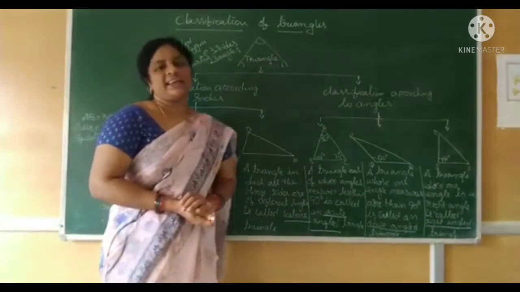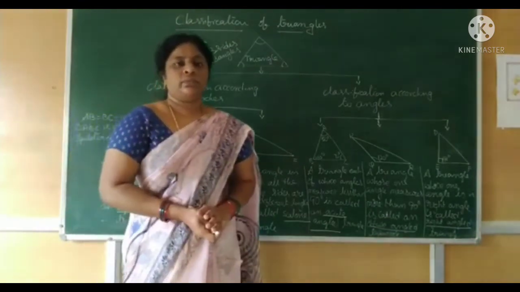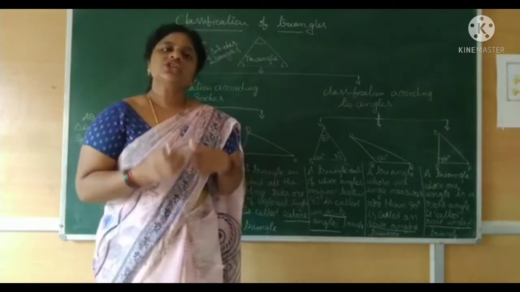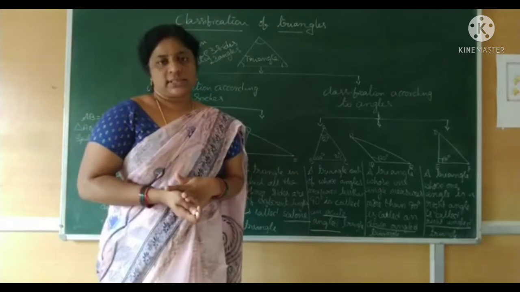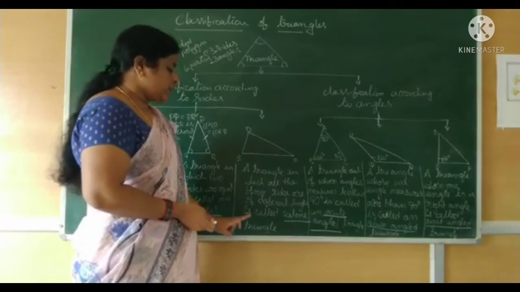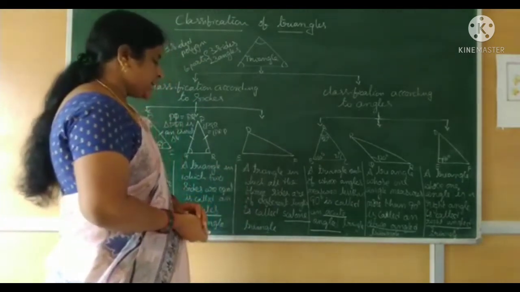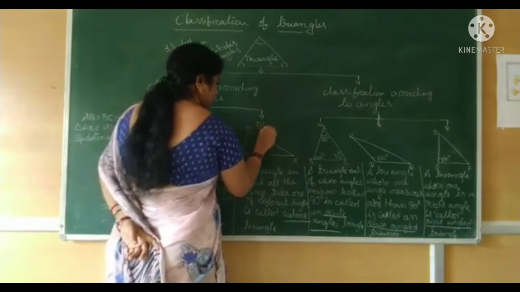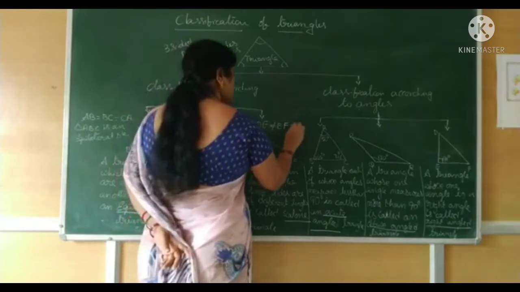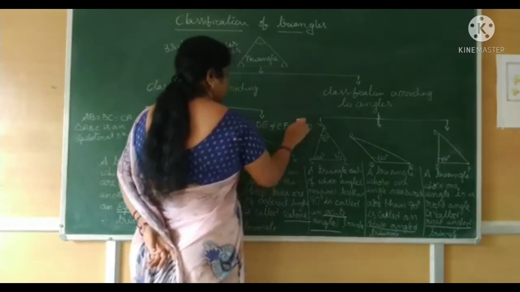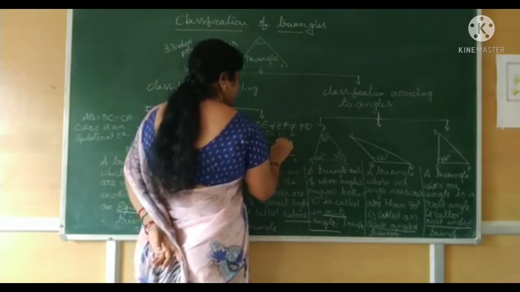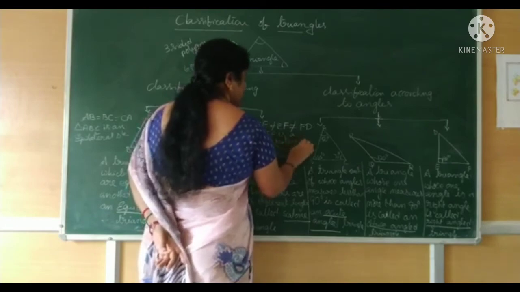Now coming to scalene triangle. A triangle in which all the three sides are of different measures is said to be a scalene triangle. DE measurement is not equal to EF, and EF measurement is also not equal to FD. So, triangle DEF is a scalene triangle.